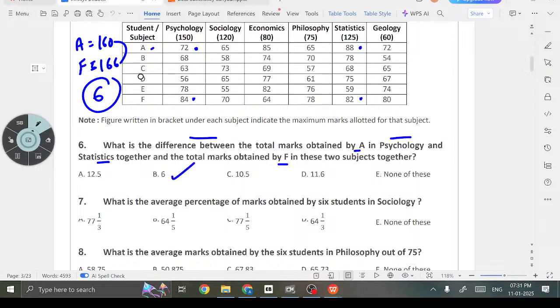The difference is 6. Now you try to solve the 7th question here. I did not give the first 5 questions because they are too easy. I felt that it is unnecessary to give those. Solve the 7th question.